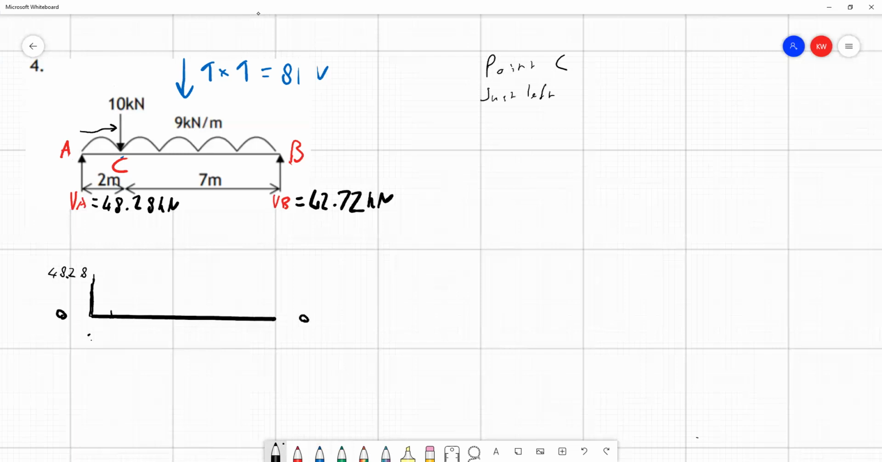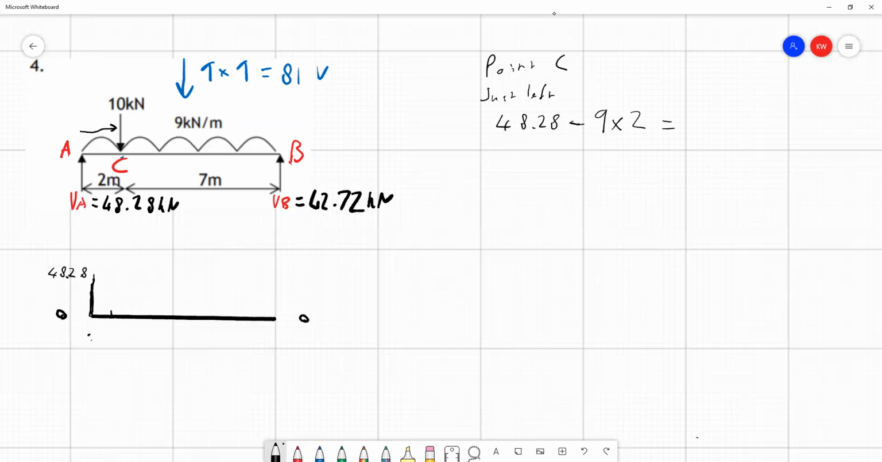What forces do we have in play? Well, we know we've got the upward force at A because we've included that in our diagram, 48.28 kilonewtons. And we know we've got all of the downward force due to the UDL at that point. So we've travelled 2 meters along the beam to get to C. So we have a 9 kilonewton per meter UDL over 2 meters, so we have 2 meters worth of our UDL. That's a total of 18.